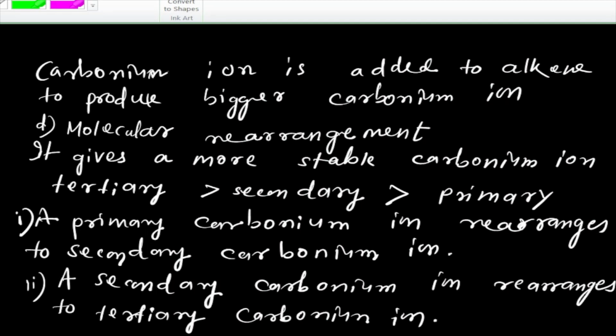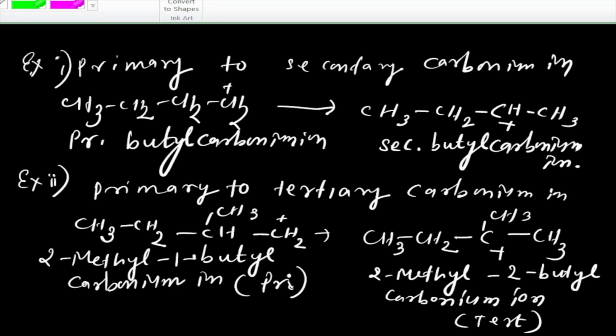A primary carbonium ion rearranges to a secondary carbonium ion, as I just told you. Similarly, a secondary carbonium ion rearranges to a tertiary carbonium ion. Example: primary to secondary carbonium ion. This is the primary one because it is simply a long chain.